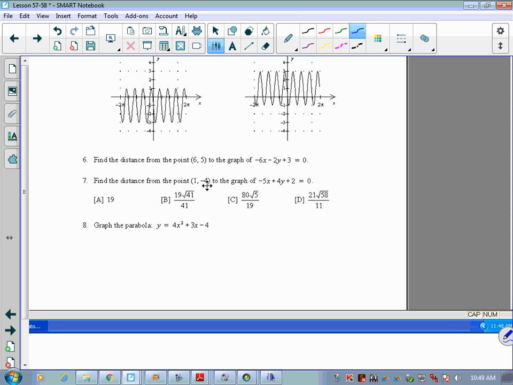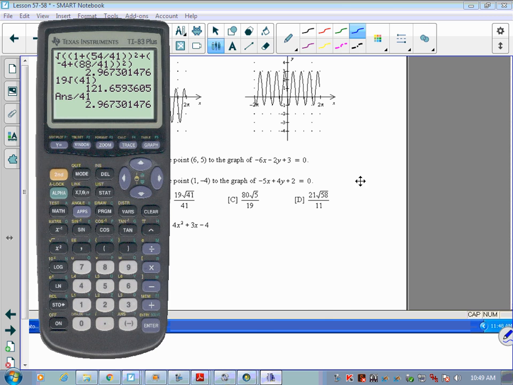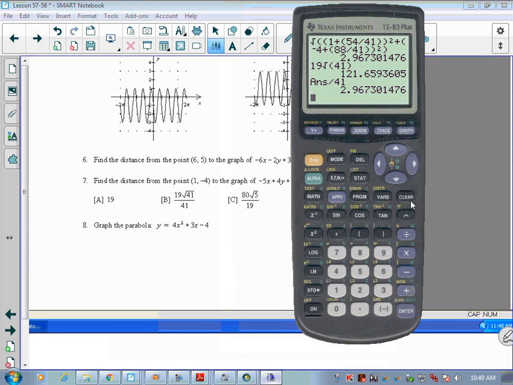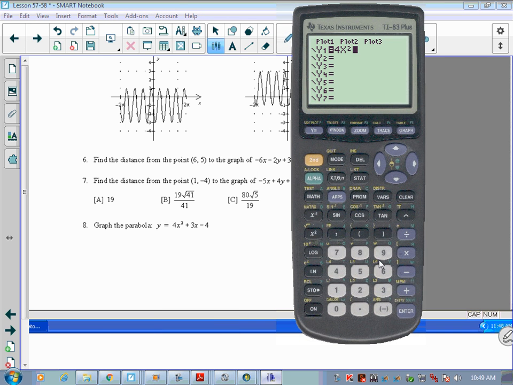Question number 8 says graph the parabola. For the most part, this just involves using a graphing calculator. So on number 8, all we have to do is pull up our graphing calculator here. Y equals 4x squared plus 3x minus 4, because it just wants the graph. The other thing that you can do with this is turn this over to vertex form by completing the square, being able to graph it that way. That's the other method, but if we're just needing to graph it, we can do that on a graphing calculator.